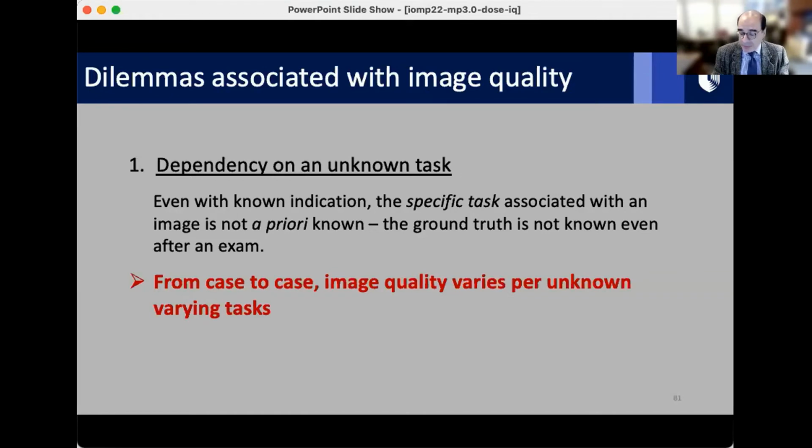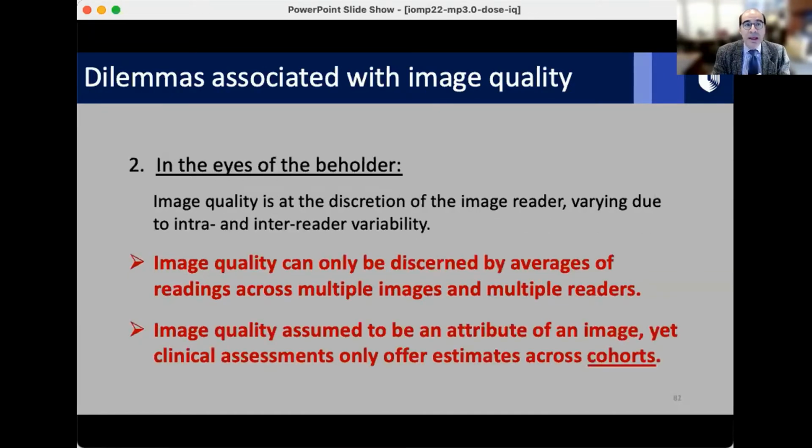There's a second problem with that definition. Image quality is in the eyes of the beholder.